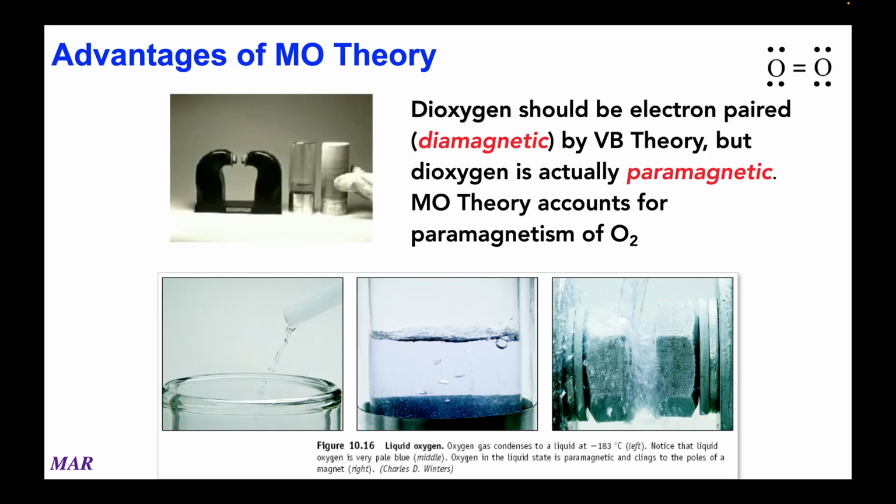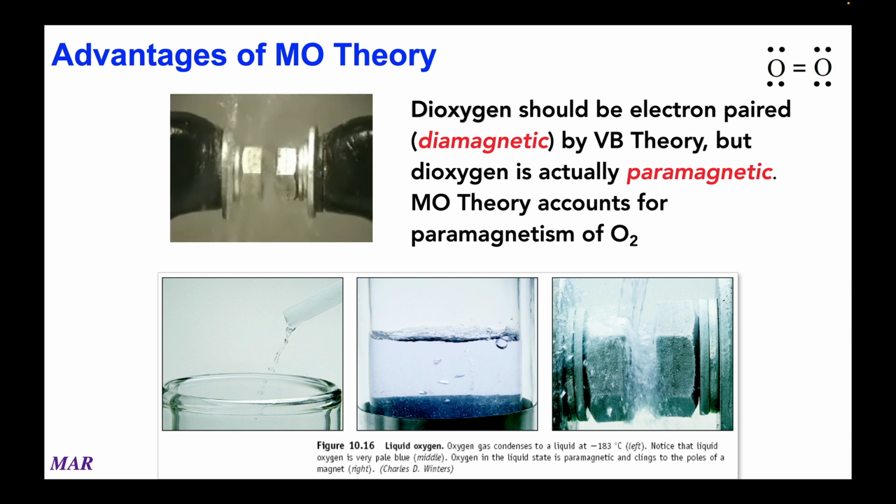Nitrogen is not magnetic. It is diamagnetic. All the electrons in the molecule are paired.